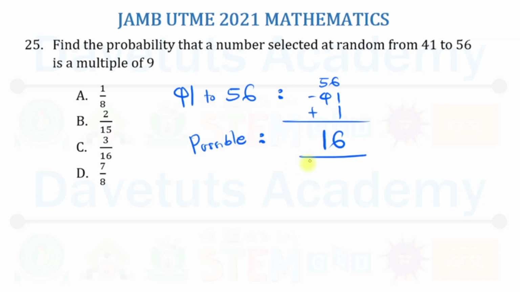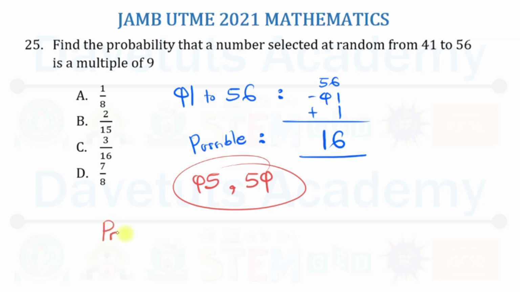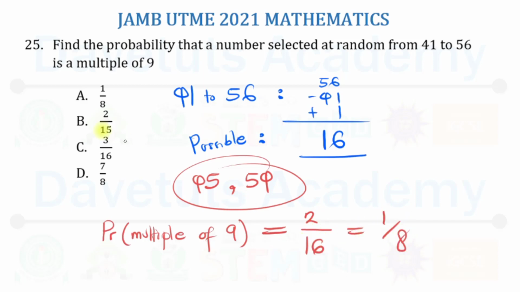9 times 5 is 45. So I have 45. 9 times 6, that is 54. So I have 54. And it's only those two that are featurable in this particular range. So the probability of picking a multiple of 9 is nothing but the number of occurrences here is 2 over the total possible is 16, and that will be 1 over 8. So option A here is the correct answer.